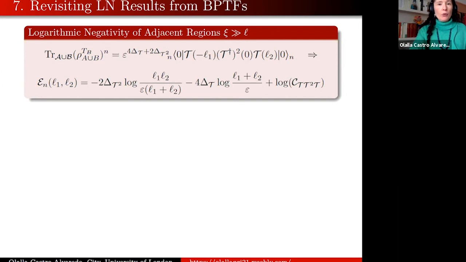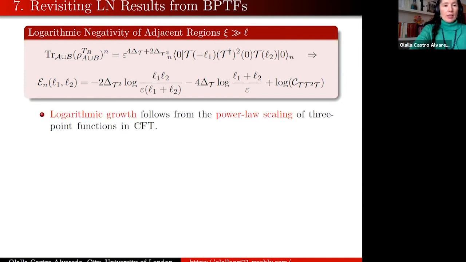And what you get in CFT is a three-point function to compute in that case. And in CFT, three-point functions are very highly constrained. So actually you can do this calculation and you can get this replica version of the logarithmic negativity. This is not a hard calculation, but this is a problem I'm going to leave for you to try and do. It's on the exercise sheet. So you get again some logarithmic growth with the length, and again it comes from the power law scaling of three-point functions in CFT.